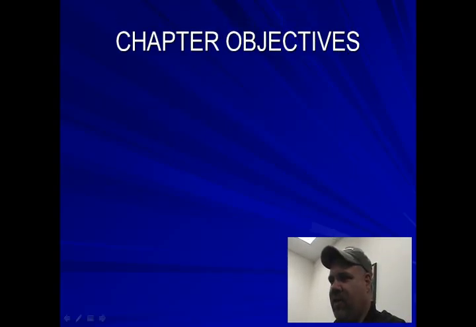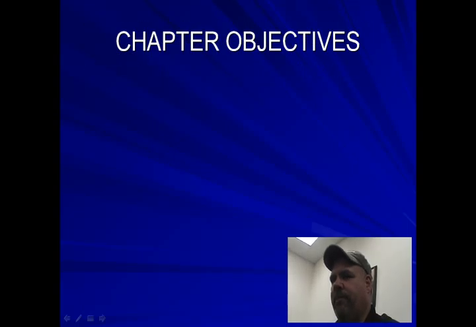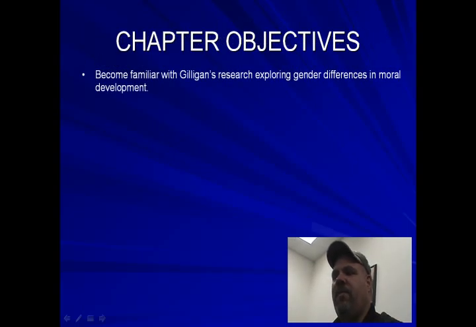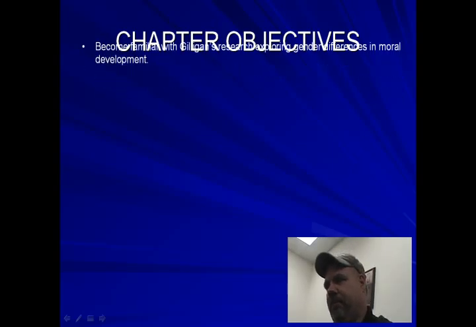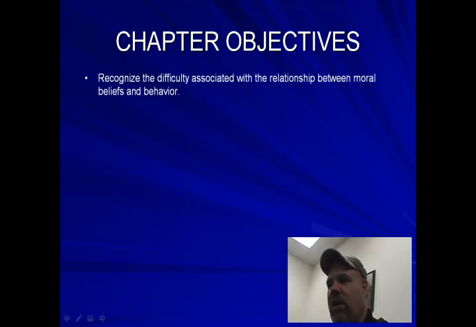Chapter Objectives. Become familiar with major theories regarding the development of moral behavior. Become familiar with Gilligan's research exploring gender differences in moral development. Recognize the difficulty associated with the relationship between moral beliefs and behavior.